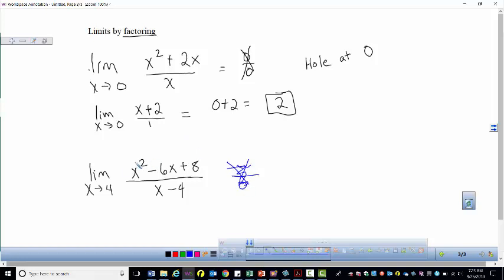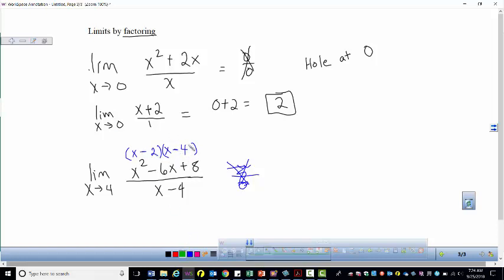And noticing that this is a squared trinomial, maybe I can factor. So I'm going to factor this. I'm going to make this into two binomials. So x squared is x times x. Factors of 8 that would give me a 6 would be a 2 and a 4, and they would both be minus.